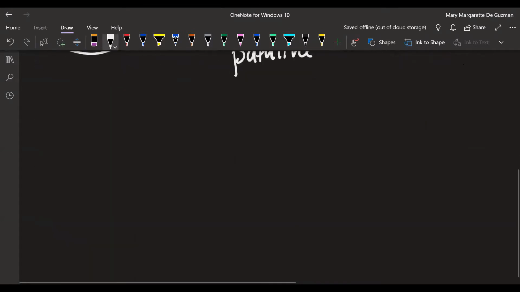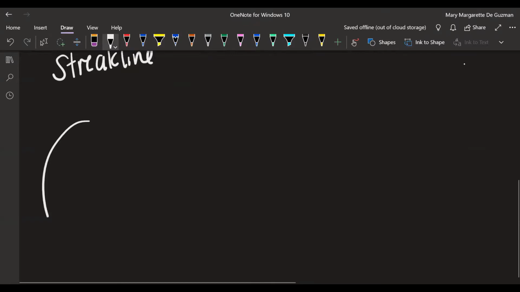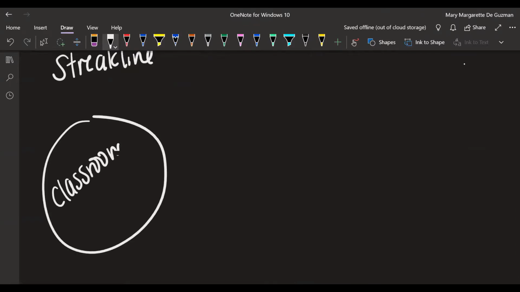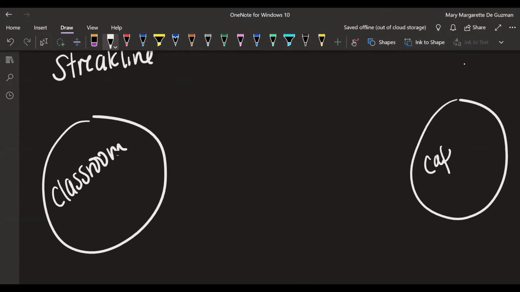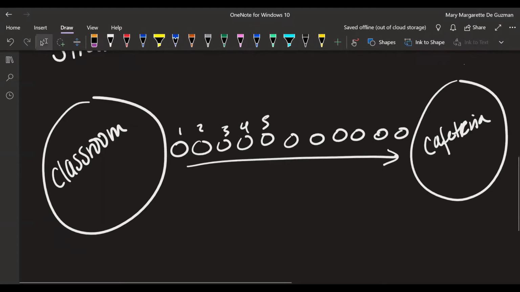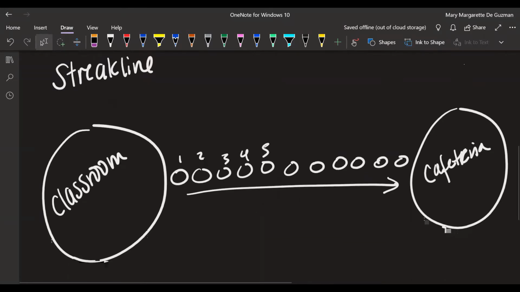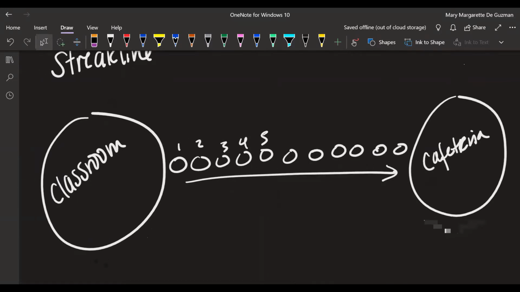Now let's talk about a streakline. So instead of just you, let's say all of you and your classmates are going to the cafeteria since it's lunchtime, right? And so all of you guys, 1, 2, 3, 4, 5, are going to the cafeteria in this direction, in this path. A formal definition of the streakline is the line created by particles in a flow that have previously passed through a common point. So in our example, we all start from the classroom and try to go to the cafeteria, and the path that we all take is the streakline.